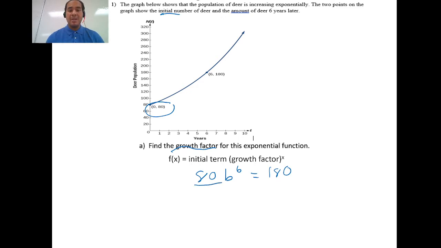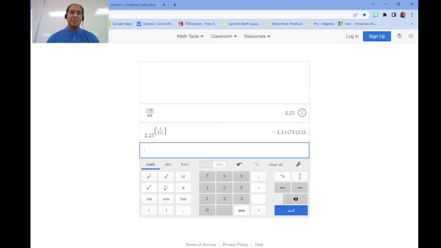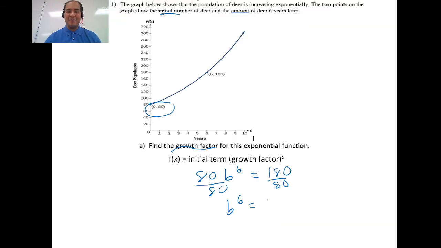We'll divide both sides by 80. And we get b to the power of 6 is equal to 180 divided by 80. You could jump over to your Desmos calculator there, and you'll see that we get 2.25.